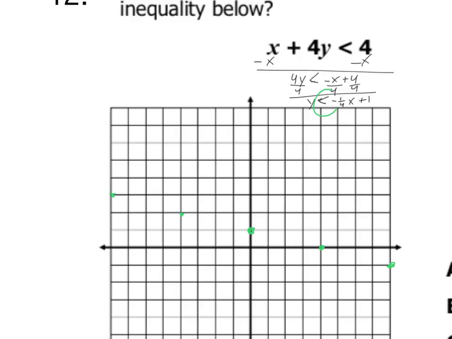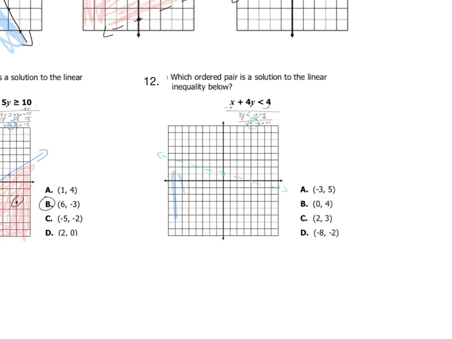This is going to be a dash or dotted line because it's a less than symbol, which means that we're not including the line in our solution set. So if we did happen to get an ordered pair that was right on the line, it would not be part of the solution. And it's a less than symbol, which means that we are going to shade beneath the line for this area right here. Oops, I went a little over. This area right here would be our solution set.